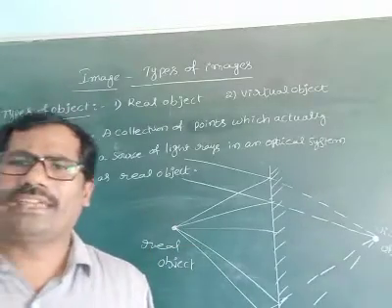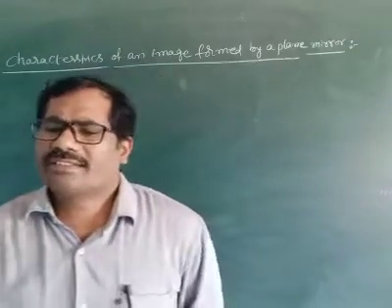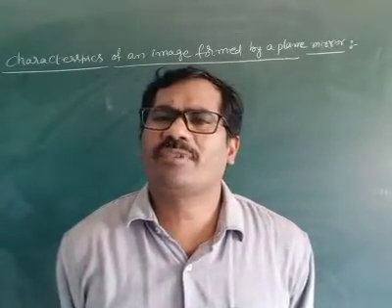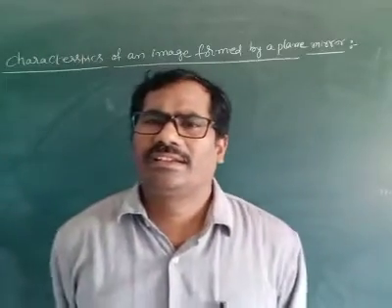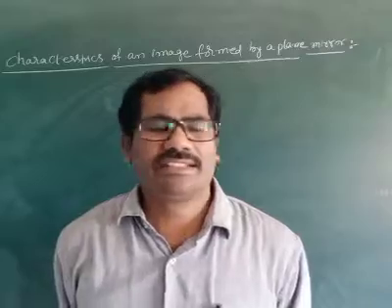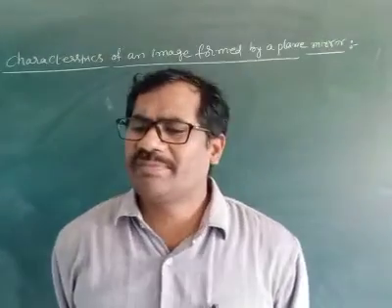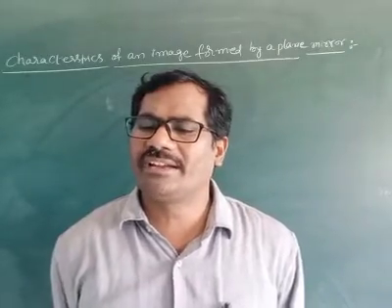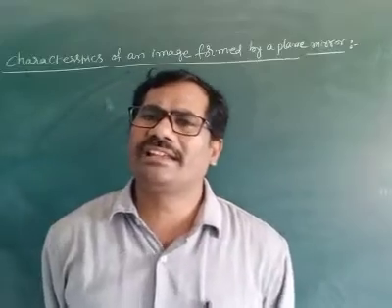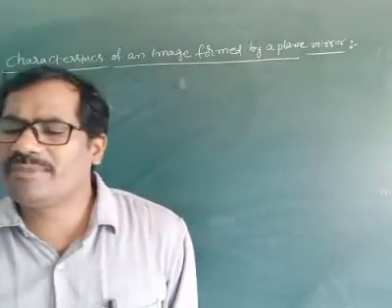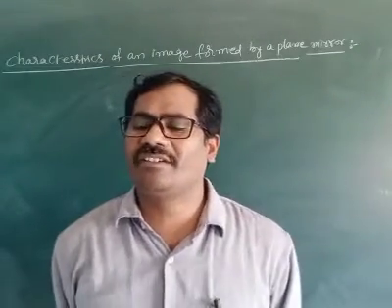Okay, next one: characteristics of an image formed by a plane mirror. That means it forms an image that is virtual and the same size as the object. The image is formed behind the mirror and has the same size as the object. Next, it is laterally inverted. Next, the image is as far behind the mirror as the object is in front of it.